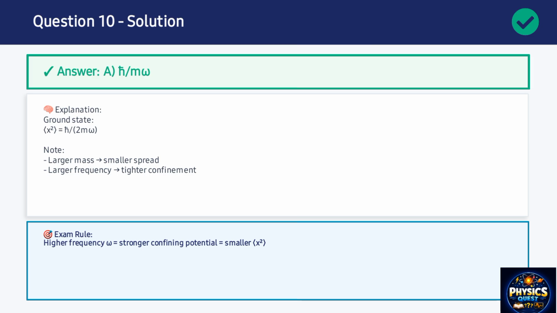Note, larger mass leads to smaller spread. And what is the exam rule? You have to remember, higher frequency equals a stronger confining potential, and this means a smaller expectation value of x squared.